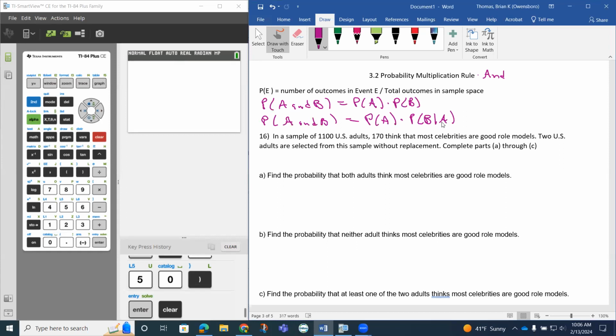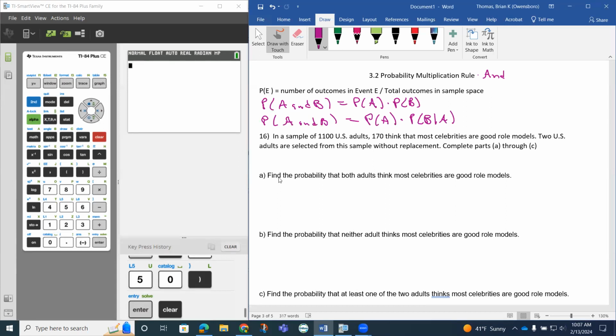So question 16 says, in a sample of 1,100 US adults, 170 think most celebrities are good role models. Two US adults are selected from the sample space without replacement. Complete parts A through C. Part A says, find the probability that both adults think most celebrities are good role models.